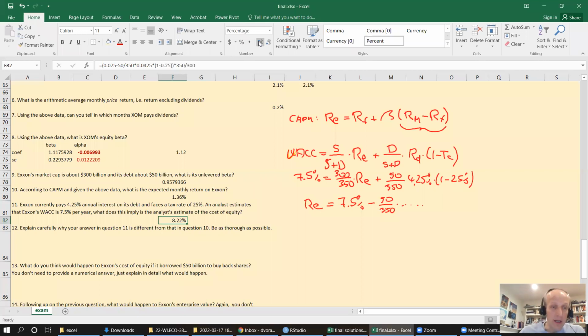So in question 12, we're asked to reflect on that a little bit, because now we have two different kinds of cost of equity.